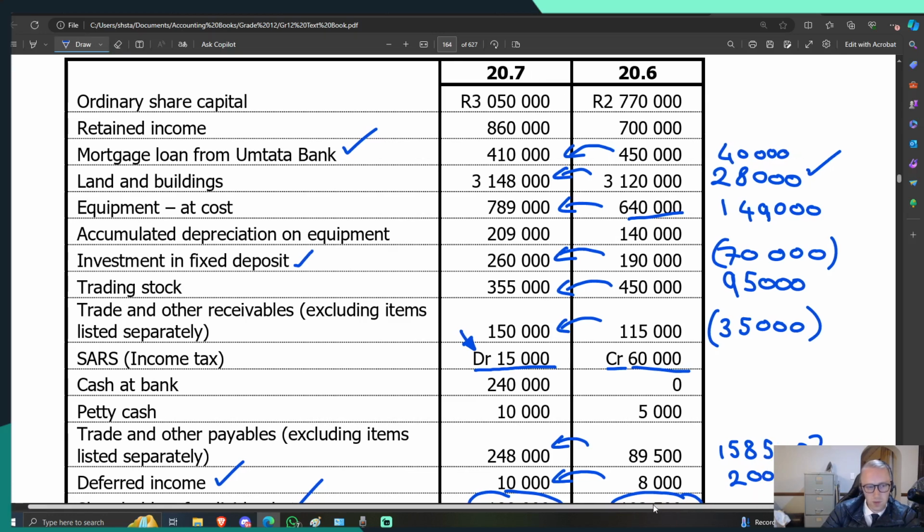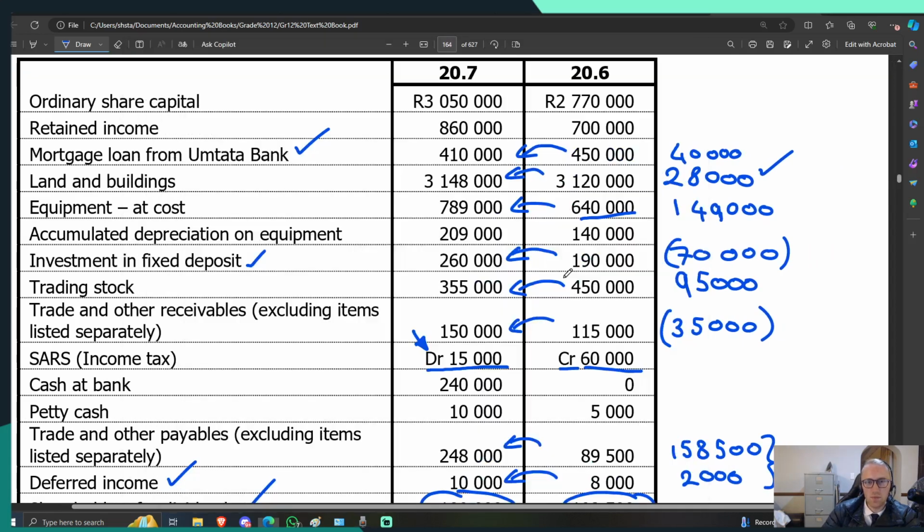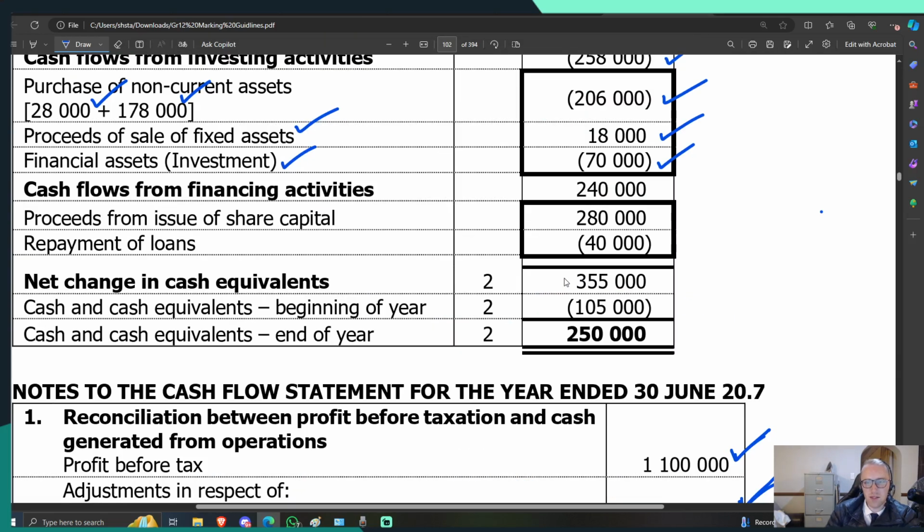Let me just scroll back across again. And let's see if we got that right. There you go. Repayments of loans, an outflow of cash of 40,000 rand. That's what happens when you pay off a loan. Your cash goes out of your bank account. So it's a cash outflow.